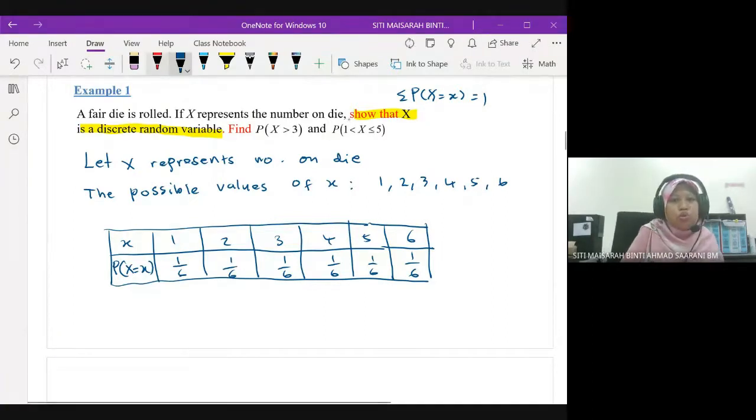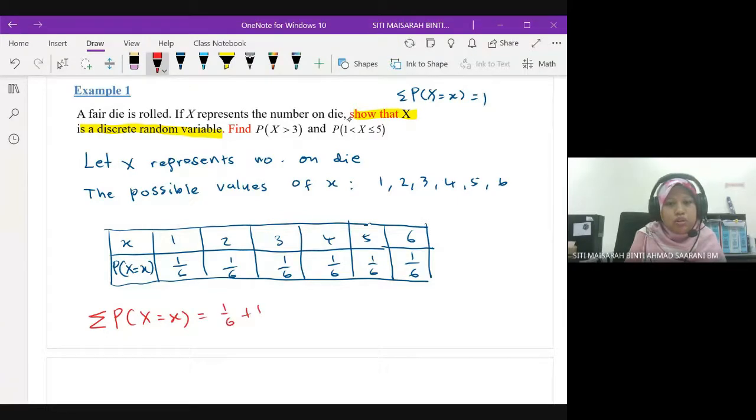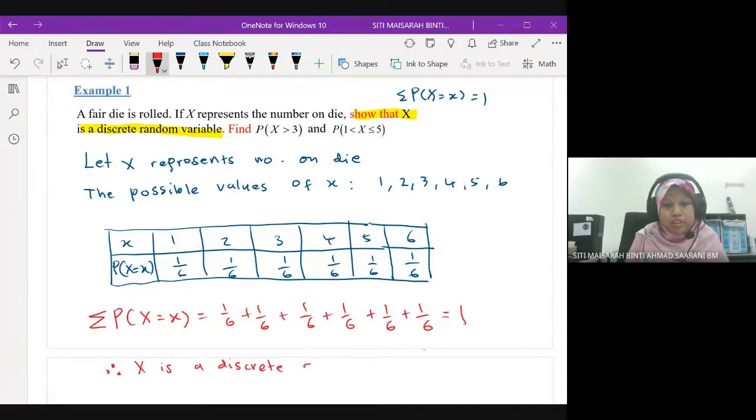So jadi to show that X is a discrete random variable, so jadi kita kena totalkan Px equal to X. So we need to find summation Px equals to X. So 1 over 6 plus 1 over 6 plus 1 over 6 plus 1 over 6 plus 1 over 6 plus 1 over 6. So then we calculate, we get is equal to 1. So then after kita dah dapat summation Px equals to X equals to 1. So therefore, tulis dia punya conclusion lah. X is a discrete random variable. Okay, so jadi dia kena ada reason dia lah. Reason dia kat sini, summation Px equals to X equals to 1. Okay, so jadi dia punya conclusion dia, X is a discrete random variable.